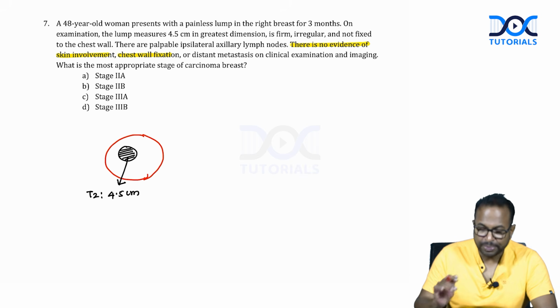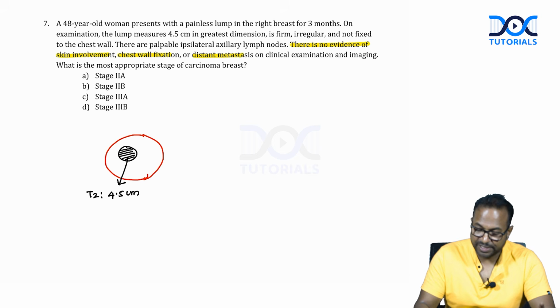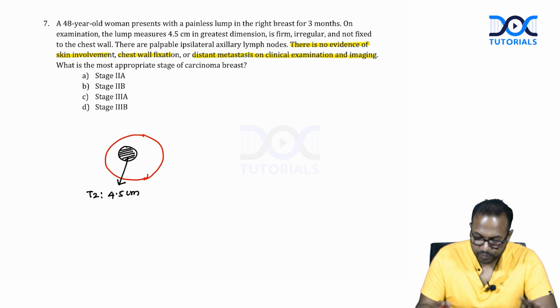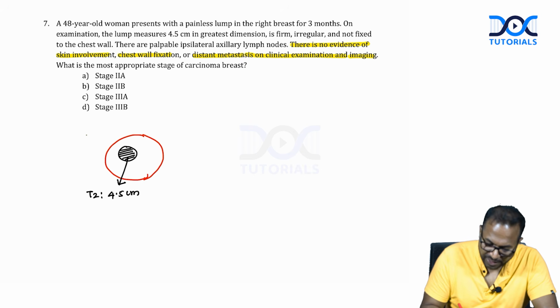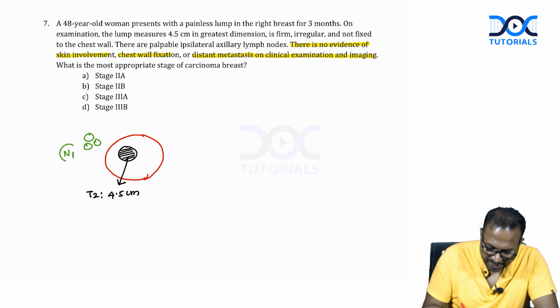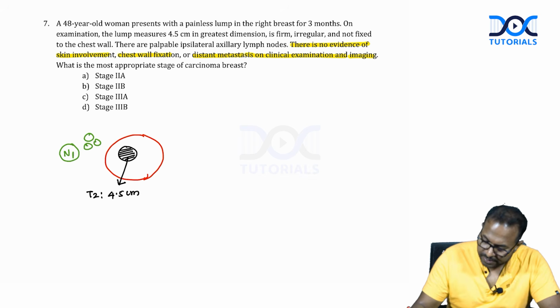There is no evidence of chest wall or skin involvement or distant mets on clinical examination as well as on imaging. So therefore it is T2 only. And there are ipsilateral mobile axillary nodes. So there are some mobile axillary nodes, I will give N1 for this case. So T2 N1. This is a case of T2 N1.